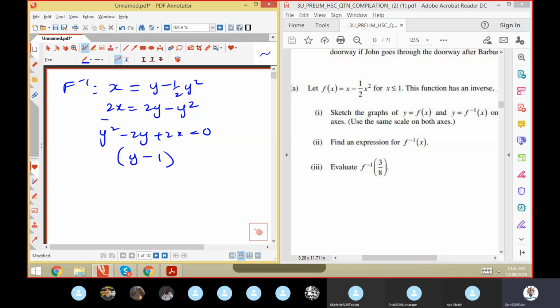Bracket y minus 1 squared equals negative 2x plus 1. You have to take your constant, your 2x is technically a constant now, to your right hand side because you're solving for y. Y is your variable. Then we're going to have y minus 1 squared equals plus minus square root of negative 2x plus 1.